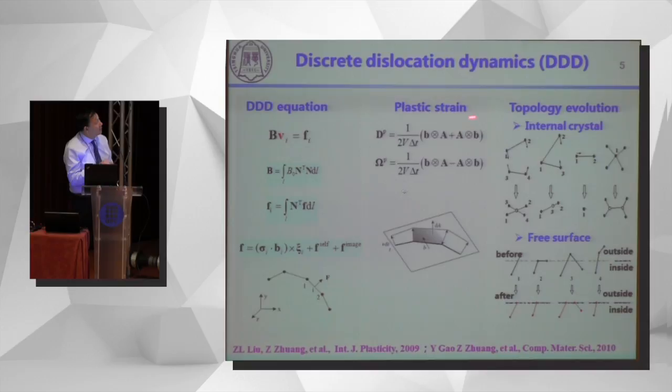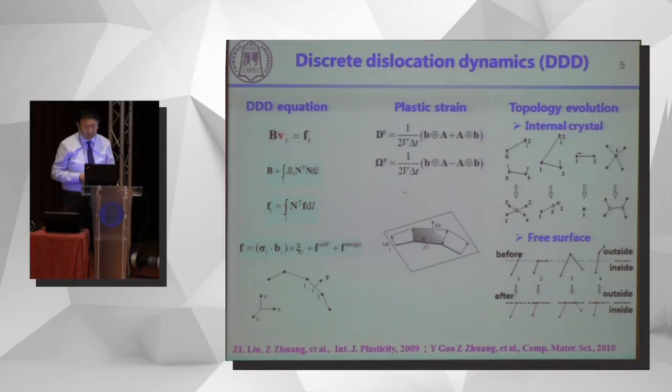And then we use plastic strain. This is the deformation gradient. This is the rotation. It looks like the Kirchhoff stress with Jacobian. This is the special use of the dislocation dynamics. And then we also have the topology evolution. For the interior of the crystal, we have modified and updated the dislocation topology. And for the free surface, we also have the topology for the free surface in our computation models.